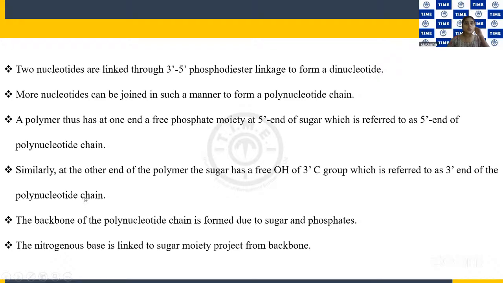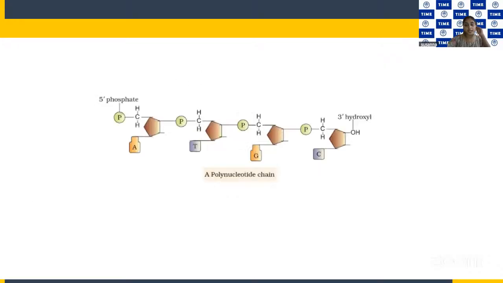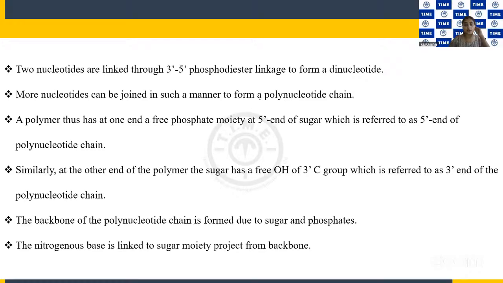Two nucleotides are linked through 3' 5' phosphodiester linkage to form a dinucleotide. We said DNAs are polymers of nucleotides, so more than one or two nucleotides have to join together. So how do they join? Two nucleotides are linked through 3' 5' phosphodiester linkage, and they form a dinucleotide.